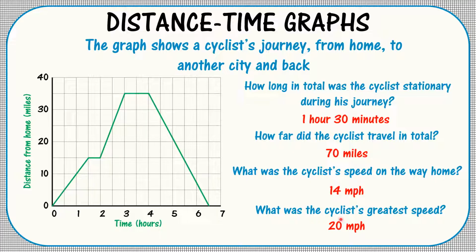What was the cyclist's greatest speed? What you should know is that the greatest speed is shown by this line because it has the greatest gradient. Again, to work out speed, it is distance divided by time. The distance is from this point, which is 15 miles, to this point, which is 35 miles. And it took him 1 hour to do that. Therefore, the cyclist's greatest speed was 20 miles per hour.